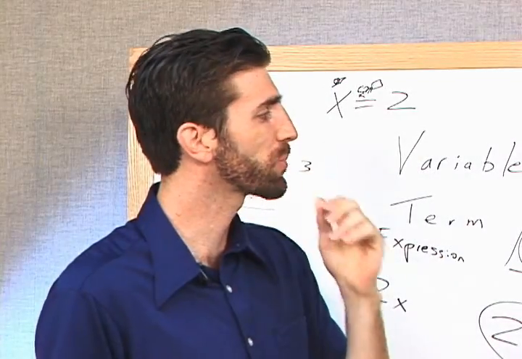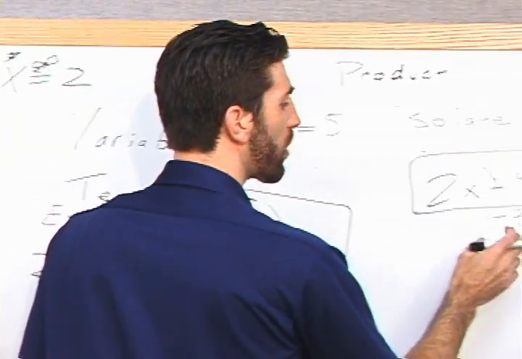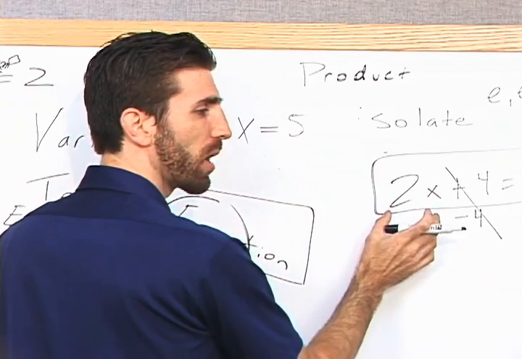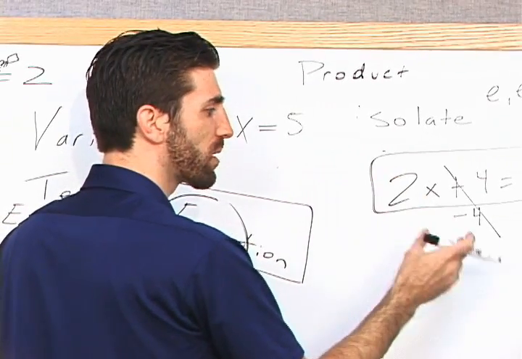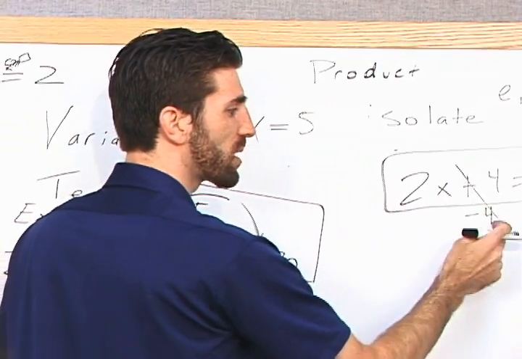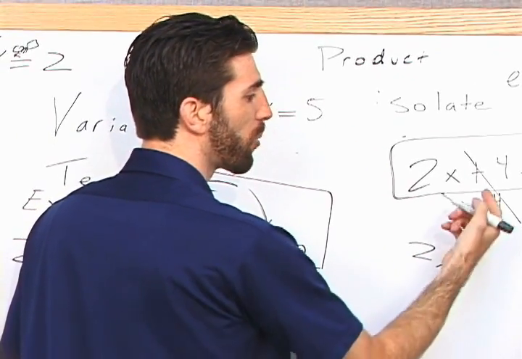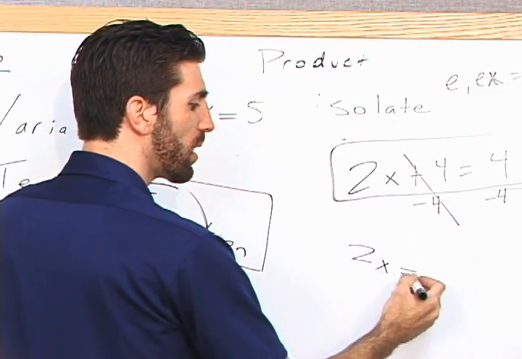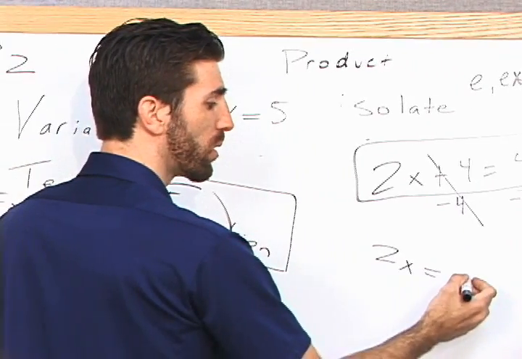Okay, so 2x plus 4 equals 4. We're isolating the variable, meaning again to put it on its own because we want to solve for it. We're solving this equation. We have minus 4, minus 4. These cancel out. Now we get 2x plus 0. We don't need to write that. Equals 4 minus 4, which is 0.